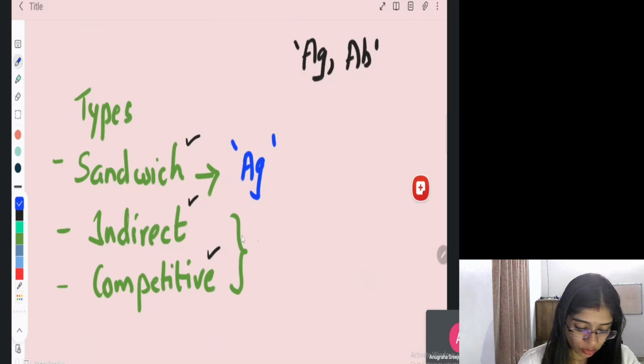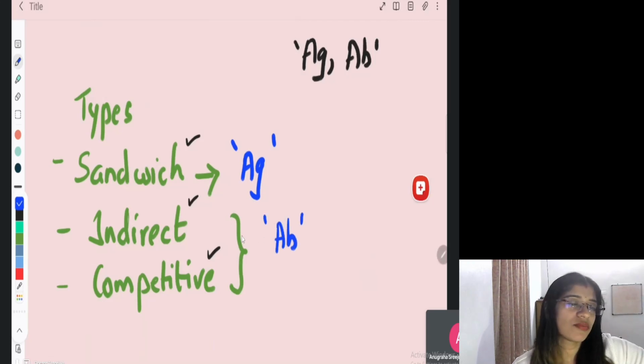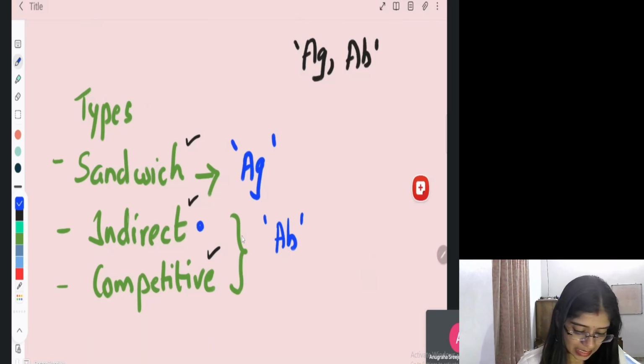Now, if I want to find out whether an antibody against a disease is present in a patient's body, like if I want to know if the patient has antibody against HIV disease, then I can do either indirect ELISA or competitive ELISA. Both are used to find antibodies against a specific disease. I can use any of these, indirect or competitive. This much is clear, guys?